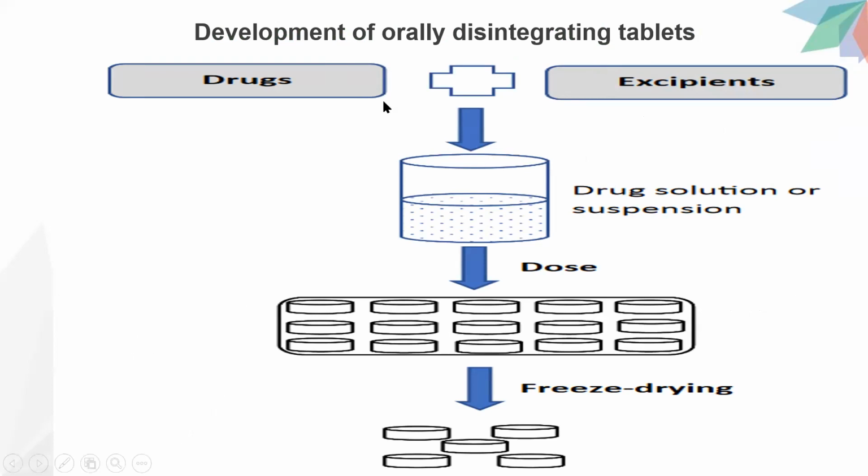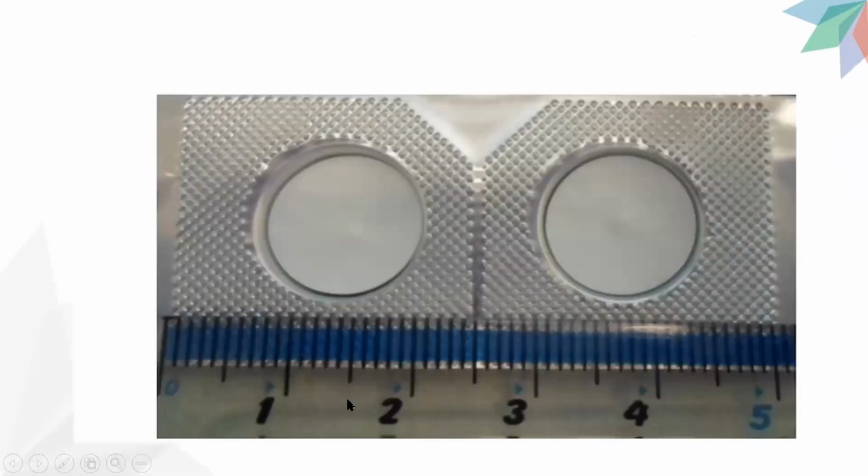Orally disintegrating tablets can be formulated by different methods. One of them is the freeze-drying process, in which the drug and excipients are co-formulated in a drug solution or suspension, then dosed and poured into blister pockets, then freeze dried to produce a freeze-dried tablet. As you can see in this blister that contains a freeze-dried tablet produced after freeze drying.